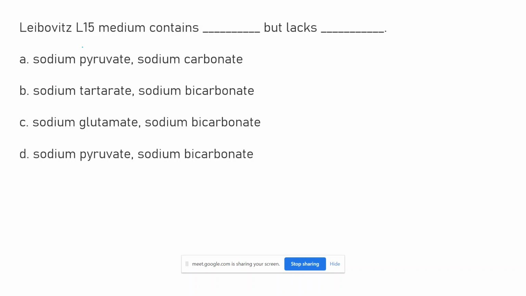So basically this Leibovitz L15 medium contains sodium pyruvate and it lacks sodium bicarbonate. So it is a CO2 independent medium, and that is because for its buffering it does not need CO2, and that is why it does not have sodium bicarbonate. It can buffer using normal basic amino acids and sodium pyruvate.